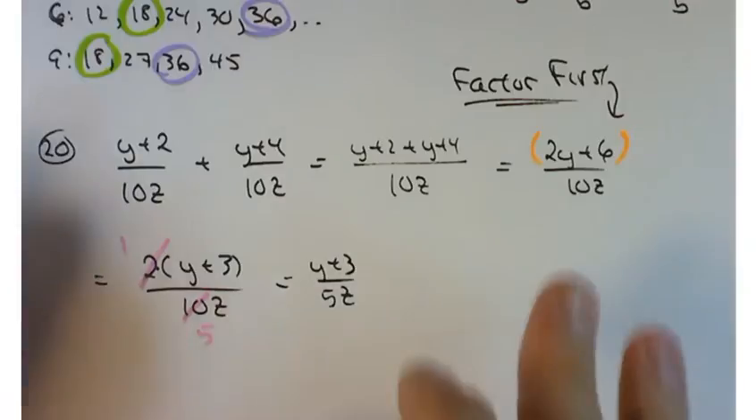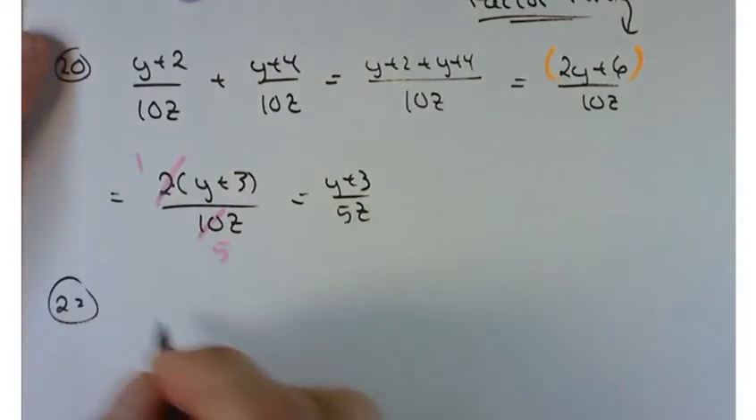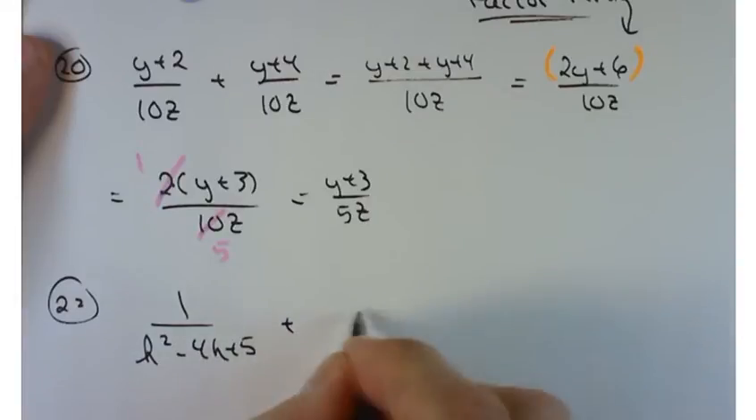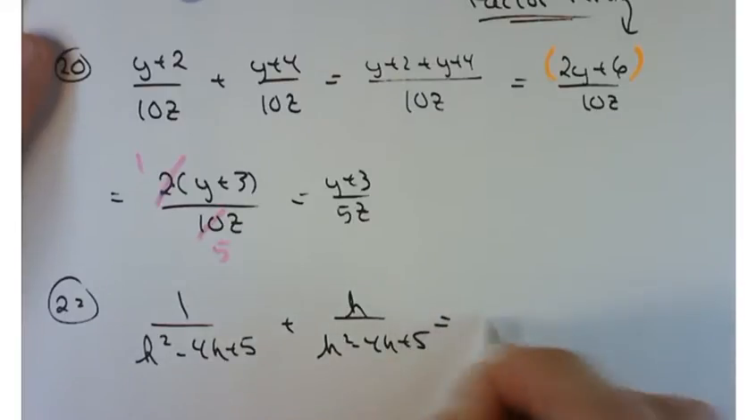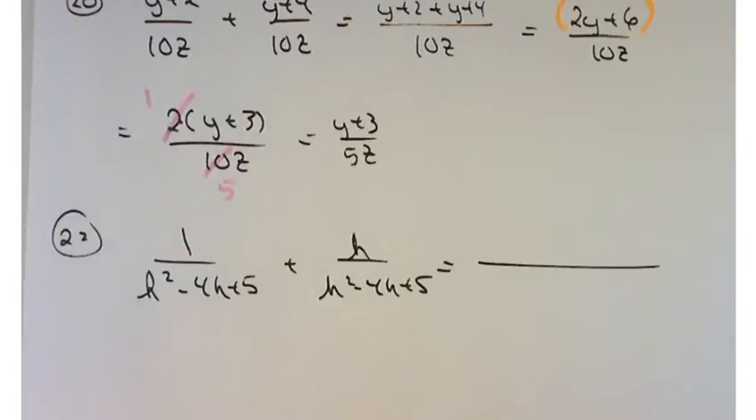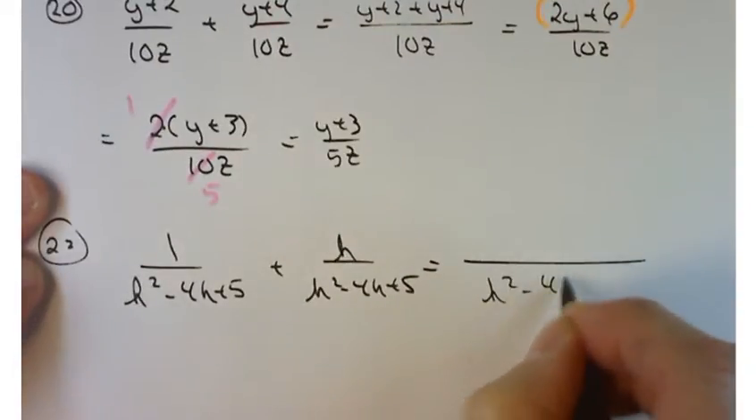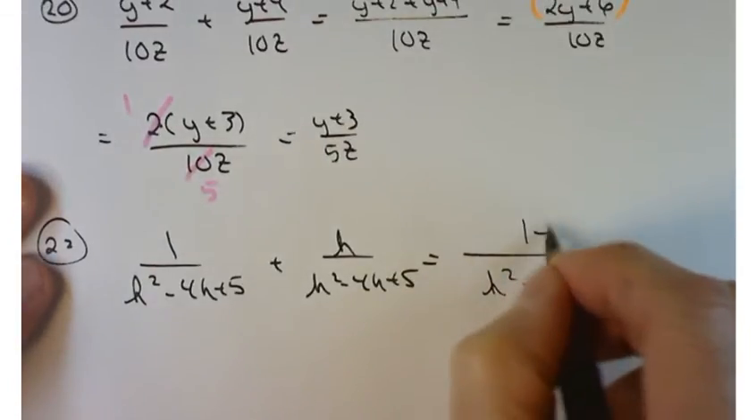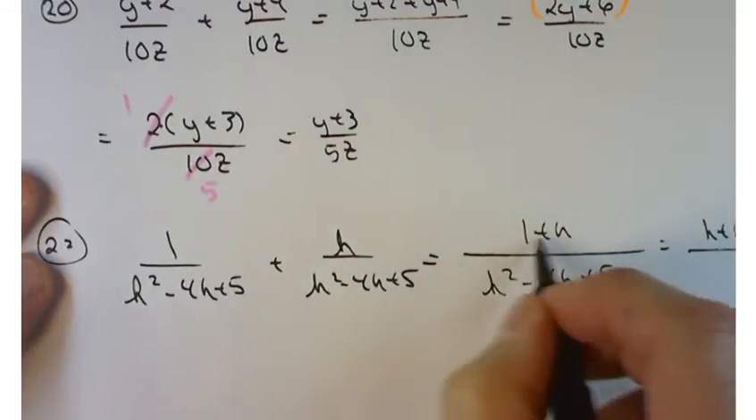Let's try a different one. Problem number 22. Kind of same problem in spirit. That is, we have something with common denominators. 1 over h squared minus 4h plus 5 plus h over h squared minus 4h plus 5. And the nice thing is that they've both got common denominators. So we can add these things together over that common denominator. So that's 1 plus h. Let me rewrite that as h plus 1, kind of putting it in descending order.